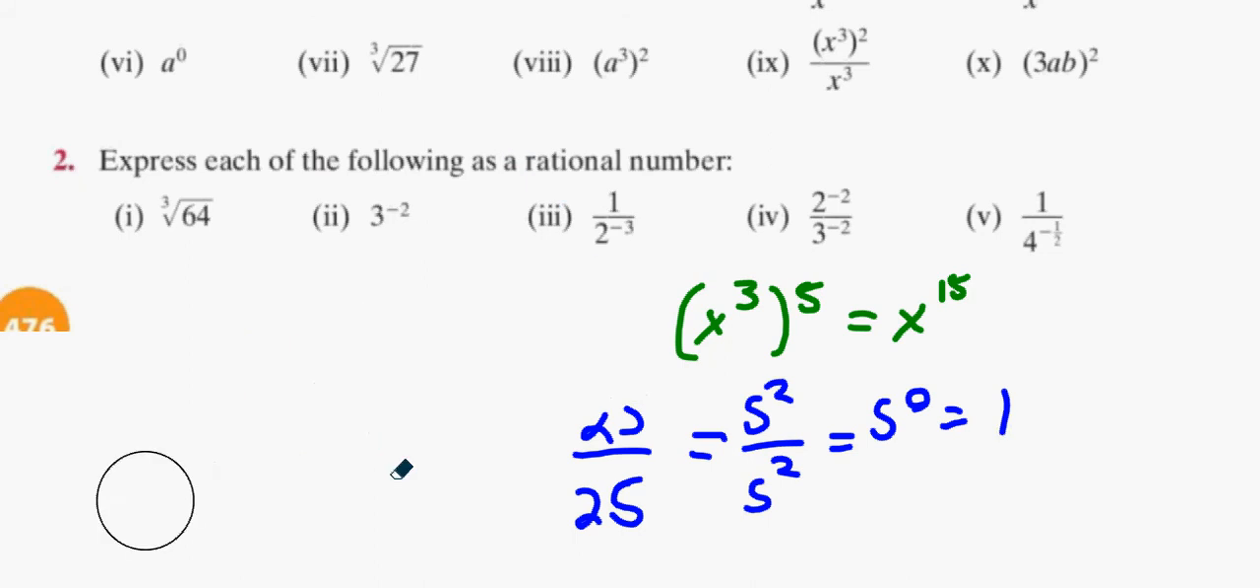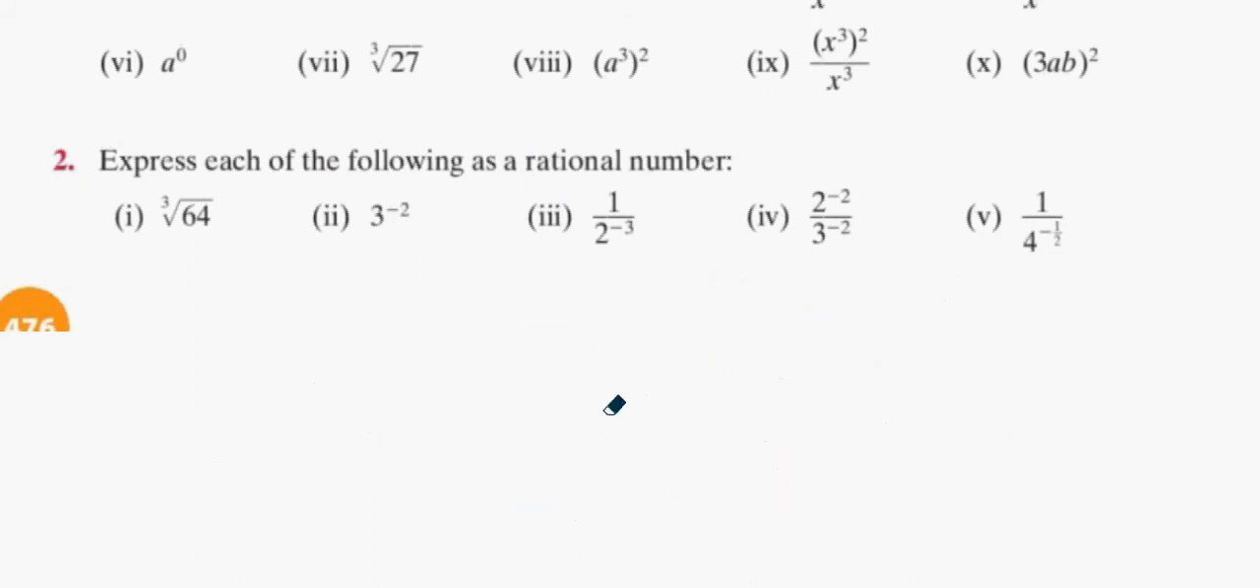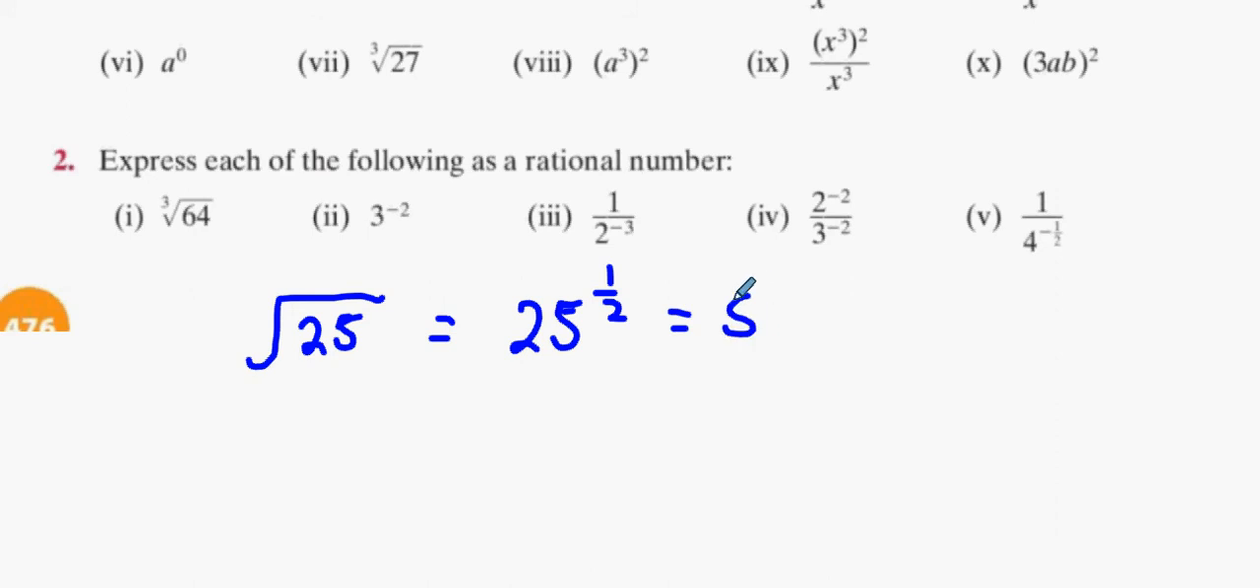Now, next part after that is the square root part, right? So let me try and do this now. Alright. Can anybody tell me what's the square root of 25 in power form? Is it 25 to the power of? Anybody? Aha. They're both the same thing. They mean the same thing. And therefore the answer will be 5.